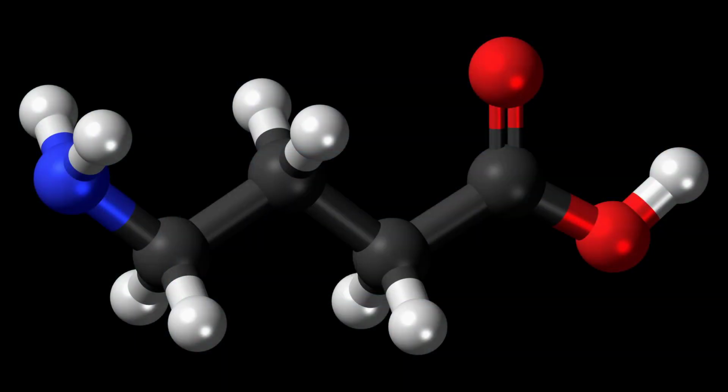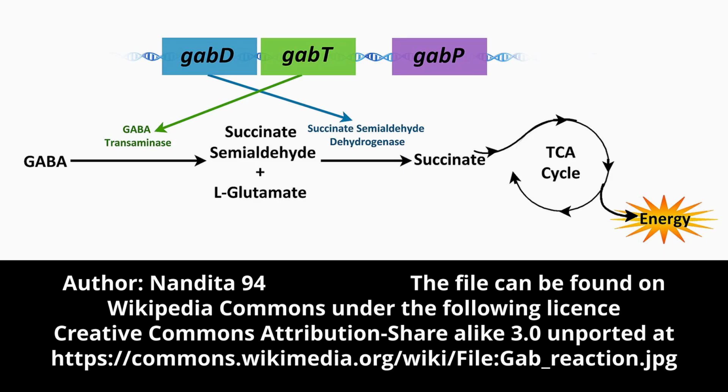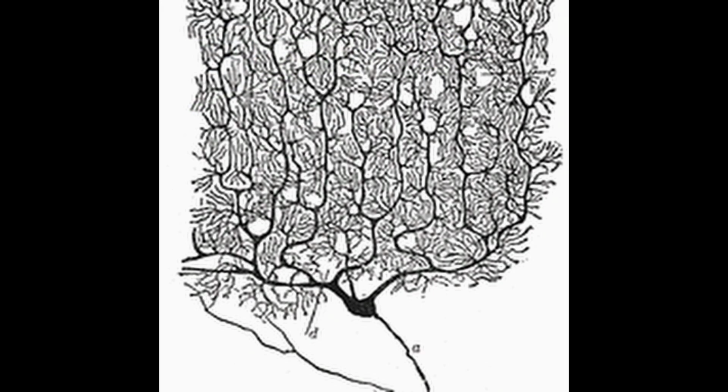GABA. Despite the fact that it is synthesized from glutamate, GABA, or gamma-aminobutyric acid, is mostly an inhibitory neurotransmitter. It is transported into vesicles via the same transporter as glycine. It is released into the synaptic cleft, from where it is removed by a Na+-dependent cotransporter, such that it can be degraded into succinate by GABA transaminase and succinic semialdehyde dehydrogenase. GABAergic neurons can be found in the cerebellum, such as these skull-looking Purkinje cells.